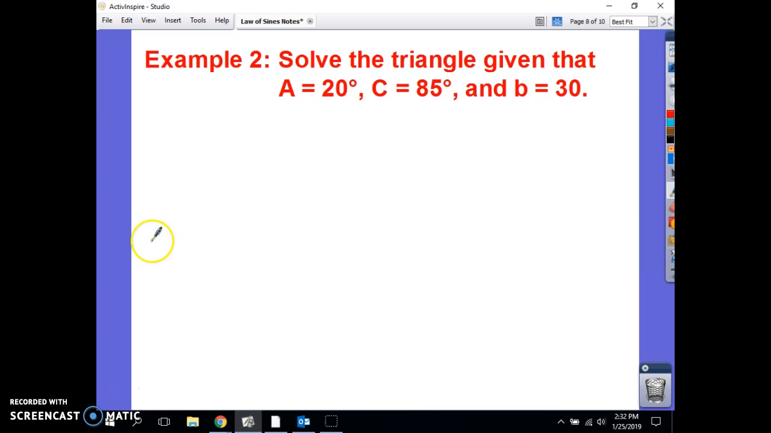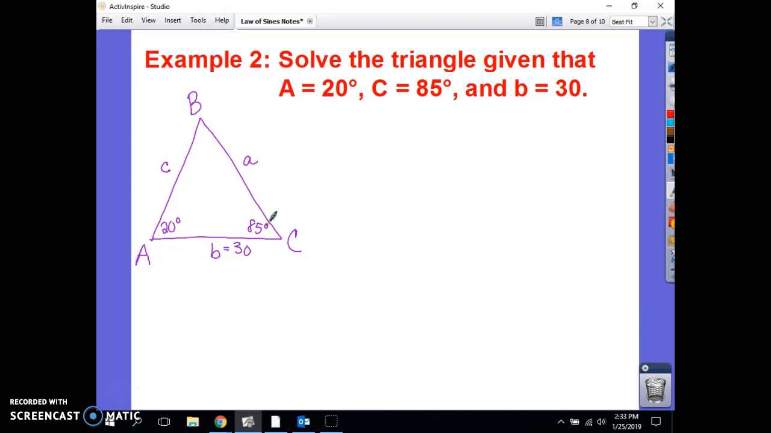So, we're always going to start with a picture. Just like we talked about before, you can label your A's, B's, and C's wherever you like. But remember, little a has to be opposite of big A, and little b has to be opposite big B, and then obviously little c has to be across from big C. And then we're going to label the parts that we're given. So A is 20 degrees, little b is 30, and big C is 85 degrees.